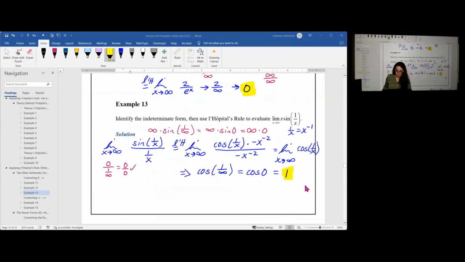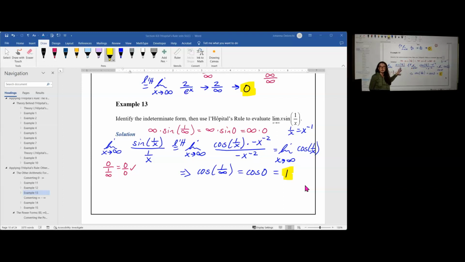In example 13, we had x times sine of 1 divided by x. We know that this gives us infinity times 0, since 1 over infinity is 0. The sine of 0 is 0. In this case, moving sine would turn it into cosecant, which would make it more difficult. So instead, we're going to move the x by dividing by 1 over x.